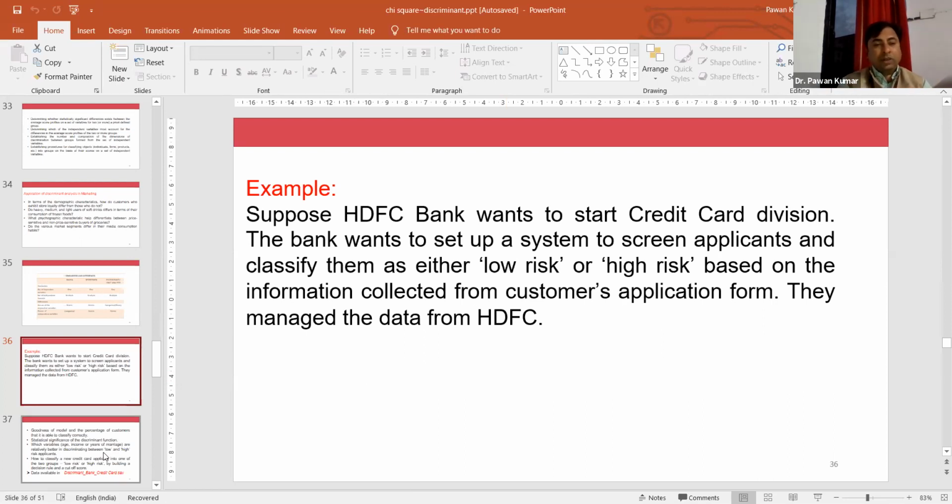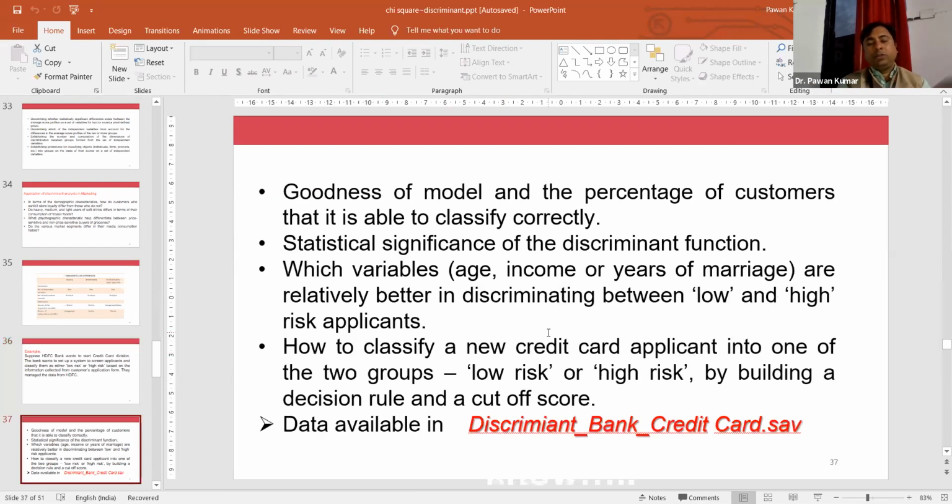So now what we are going to do, you are going to take certain data. Obviously first you need data, and in the data you need certain variables like age, income, gender, or the CIBIL score, and you are going to discriminate between the low risk applicants and the high risk applicants.